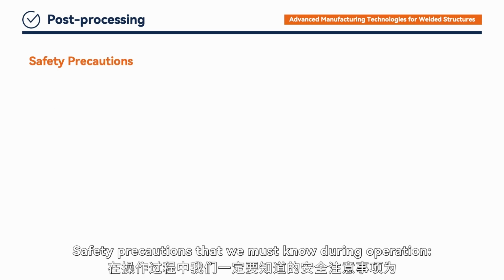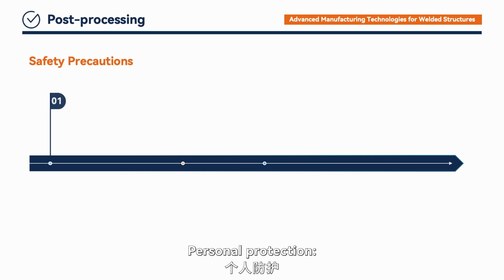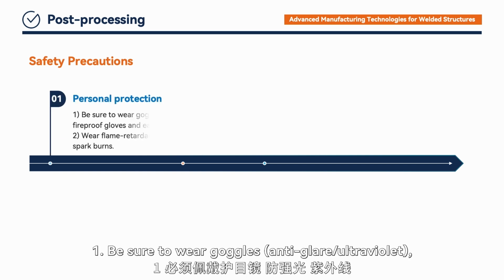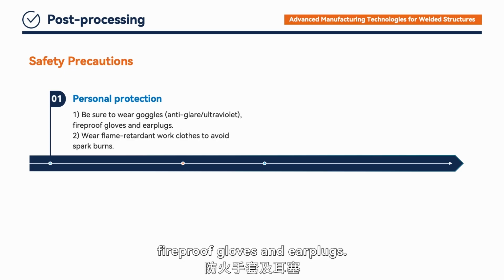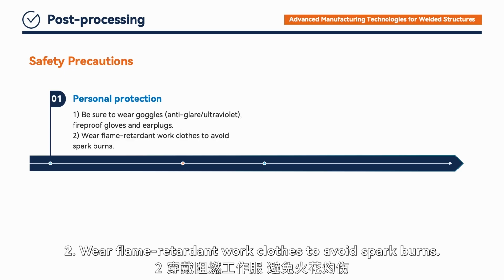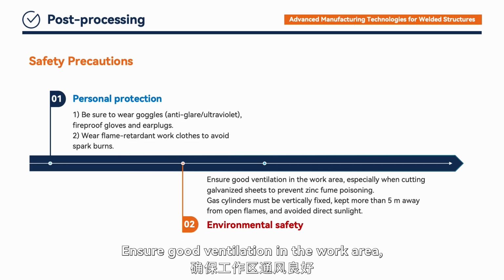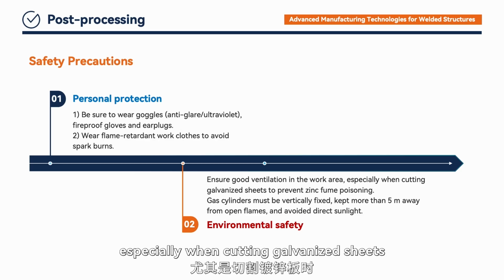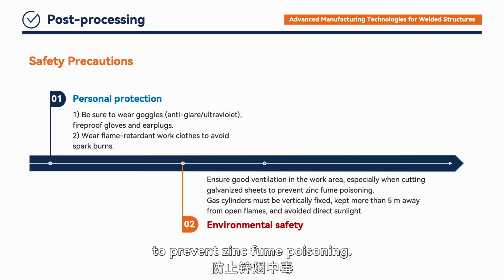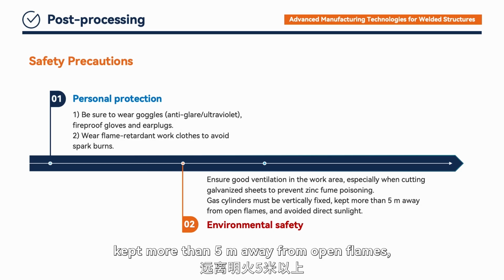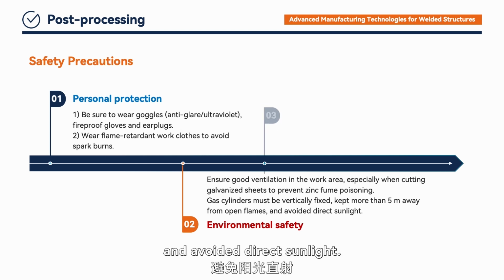Safety precautions that we must know during operation. Personal protection. 1. Be sure to wear goggles, anti-glare or ultraviolet, fireproof gloves, and earplugs. 2. Wear flame retardant clothes to avoid spark burns. Environmental safety. Ensure good ventilation in the work area, especially when cutting galvanized sheets to prevent zinc fume poisoning. Gas cylinders must be vertically fixed, kept more than 5 meters away from open flames, and avoided direct sunlight.